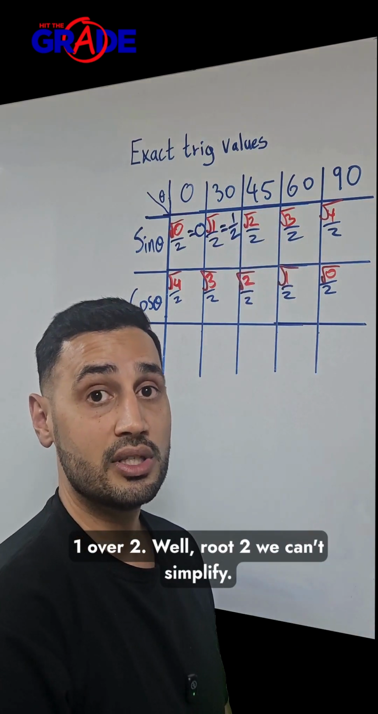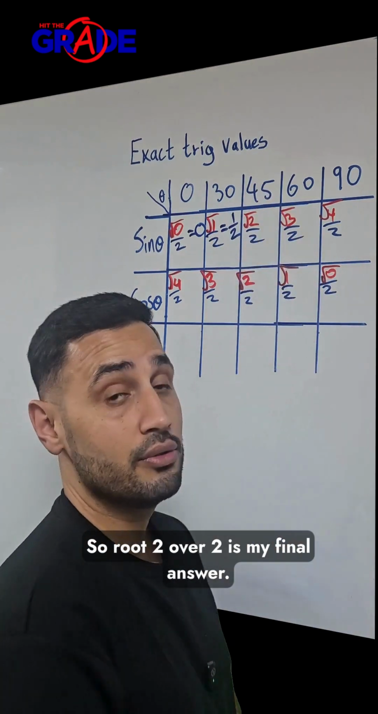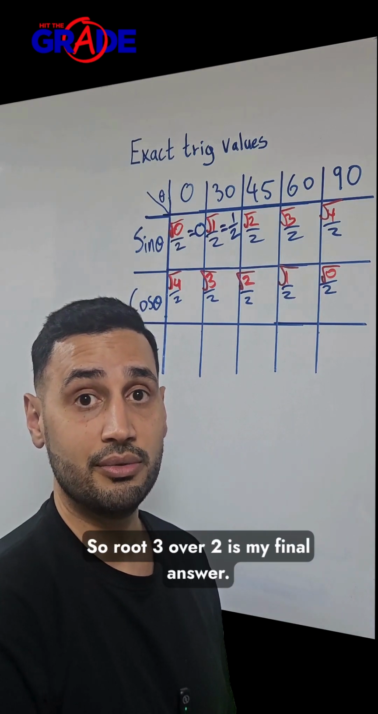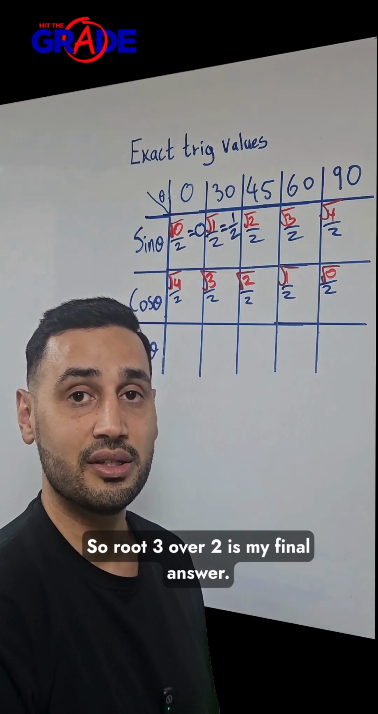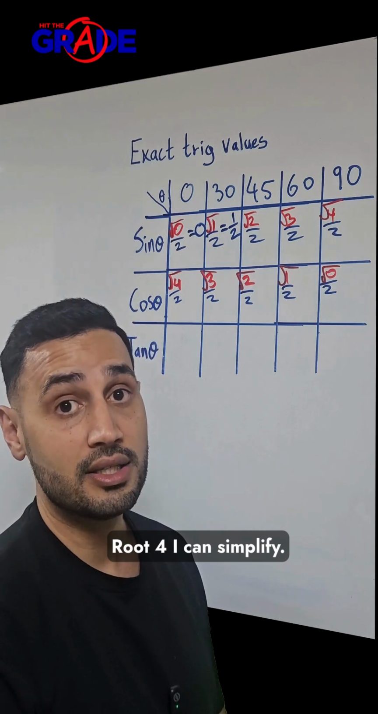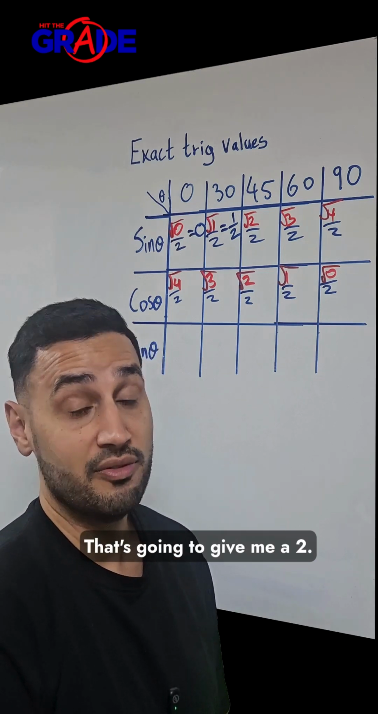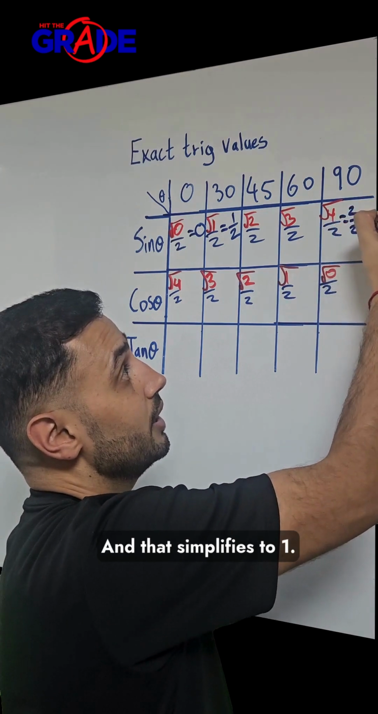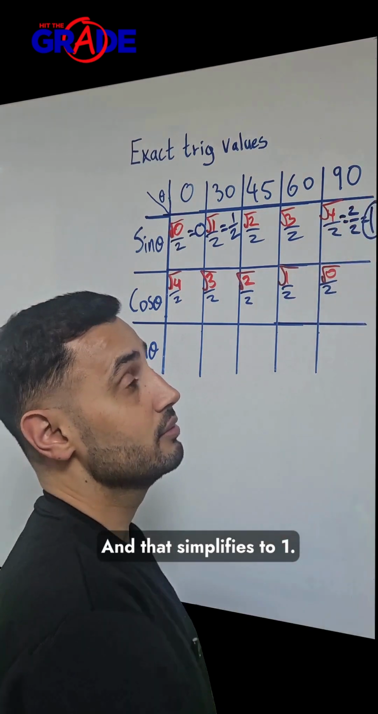Well, root 2 we can't simplify, so root 2 over 2 is my final answer. Root 3 I can't simplify, so root 3 over 2 is my final answer. Root 4 I can simplify. That's going to give me a 2. So this becomes 2 over 2, and that simplifies to 1.